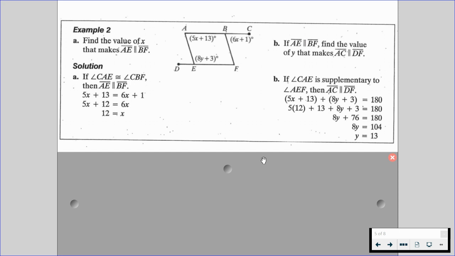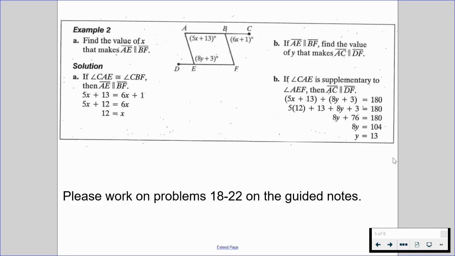Now that we know that x is 12, we can substitute it in, and we can use our algebra skills to solve, and we get that y is equal to 13. Awesome. With this in mind, please work on problems 18 through 22 on the guided notes, and resume when you're ready to move forward for part 2.